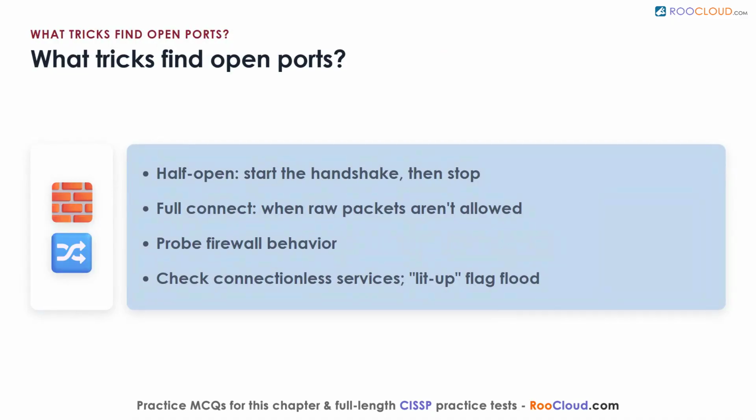It sends specially shaped packets and reads how the system reacts. One technique sends a single connection request and watches for the handshake to begin, then stops, which is why it is called half-open scanning. Another opens a full connection when the scanner lacks permission to craft raw packets. A third probes how the firewall itself behaves. Others quietly check connectionless services, or flood a packet with so many flags it is said to be lit up like a holiday tree. Each trick coaxes a different tell out of the target.